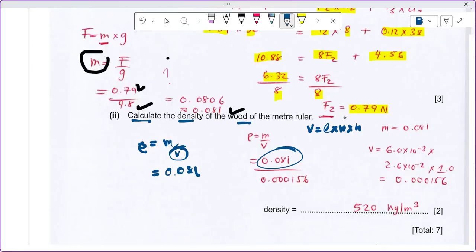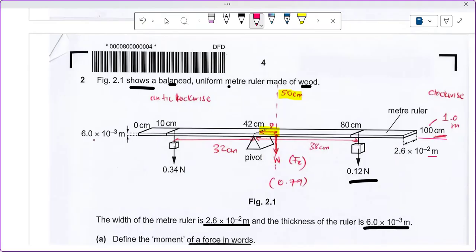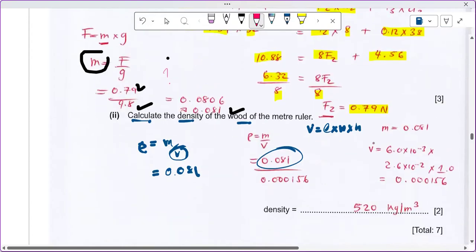Now I go back to the information given, and I take a look at what I am given. In this instance, you can clearly see that I was told that the length of this entire ruler is literally 100. So you know that the length is 100. The width is 2.6 times 10 to the power of minus 2 meters. And this is also in meters. So I have a problem. The values I need to use are these three to get the volume, but one of them is actually in centimeters. What must I do? Now I need to convert all of them into meters.